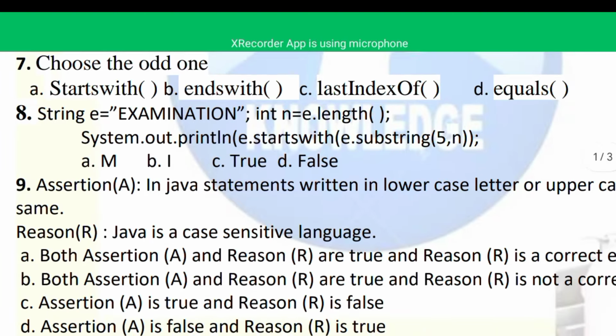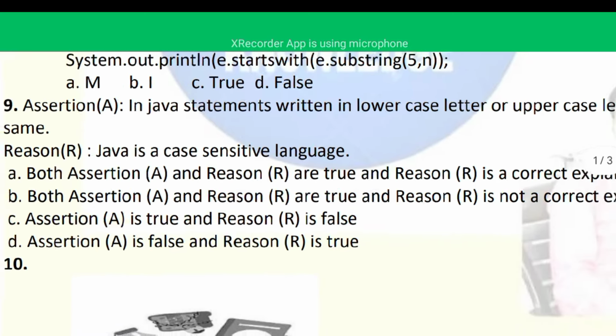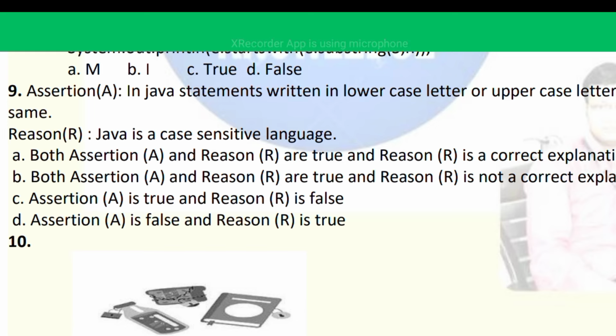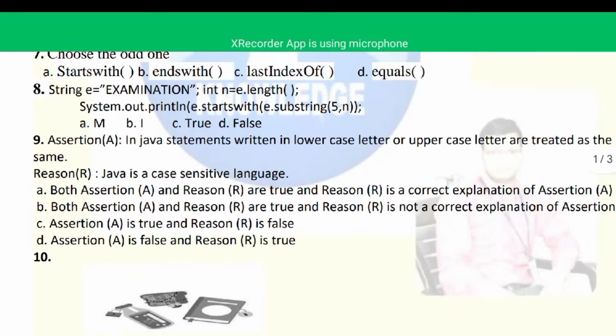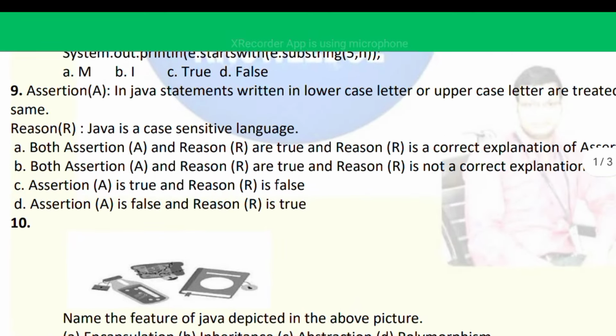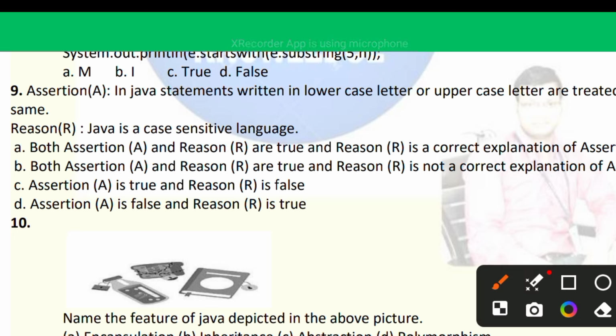Let's go to question 9, which is another assertion reason question. Here the question is, in Java, statements written in lowercase and uppercase letters are treated as same. Reason is Java is case sensitive. So we know that in Java, uppercase and lowercase are not treated same, they are treated differently. So here assertion is false, but reason is true. So simply which option will be correct here? Here it will be option D. Assertion is false, and reason is true.